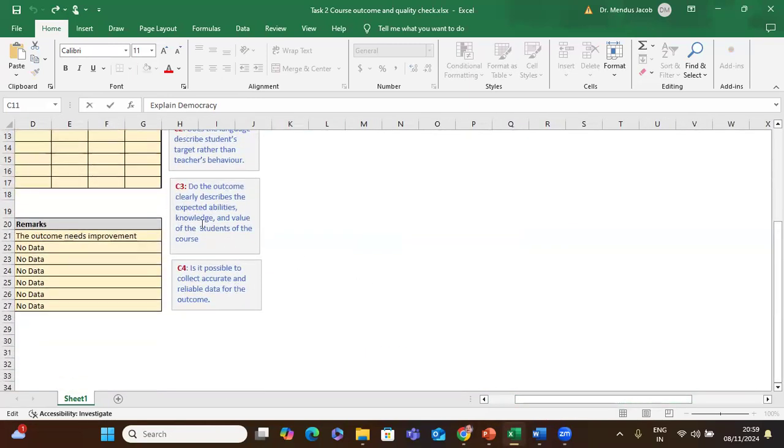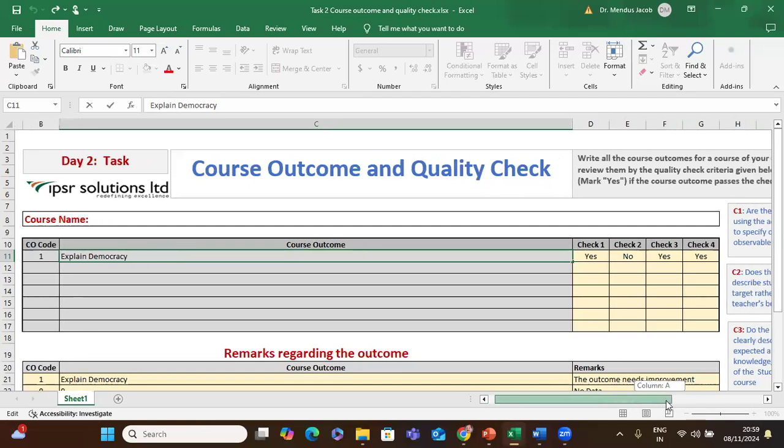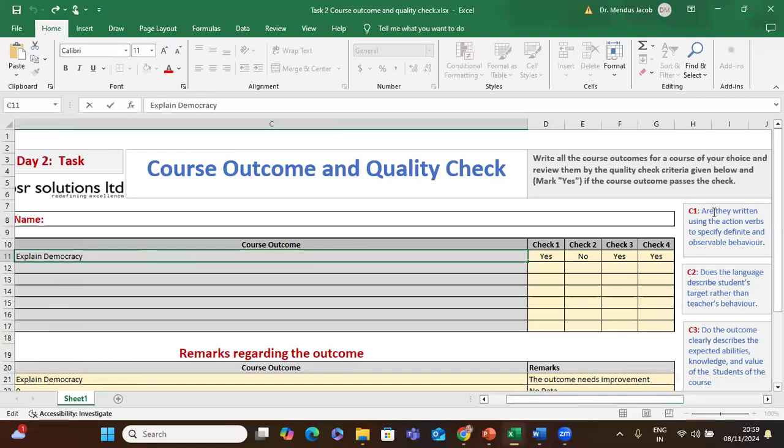You can check whether this course outcome satisfies the first criteria: are they written using action verbs to specify definite and observable behavior? So whether that CO starts with an action verb, that you can check. Then check 2: does the language display students' behavior rather than the teacher's behavior? Likewise, each CO you can check there.